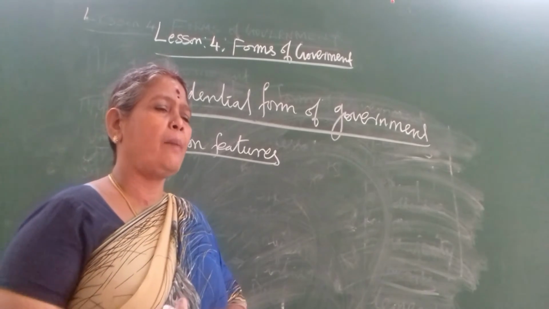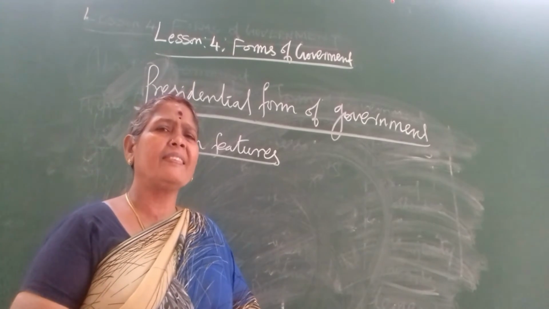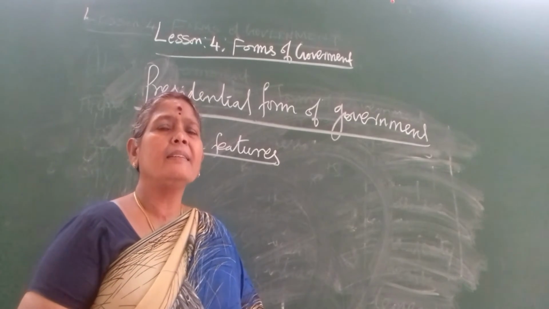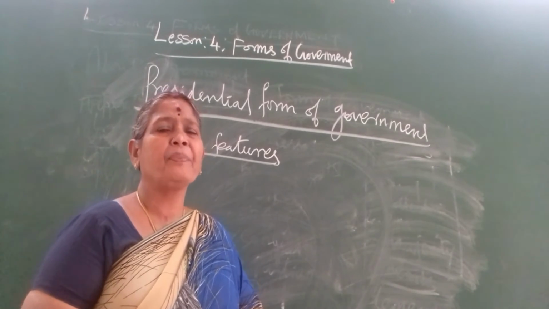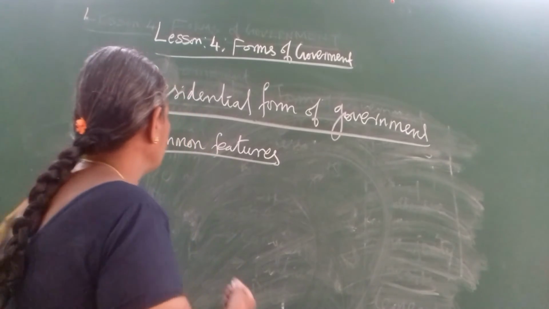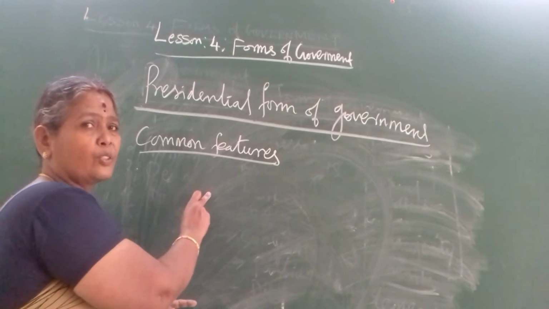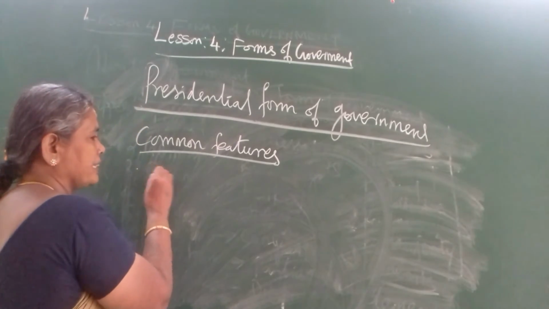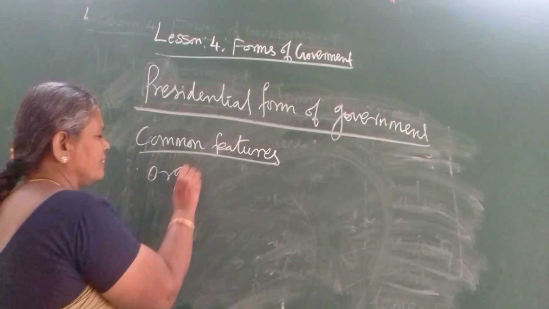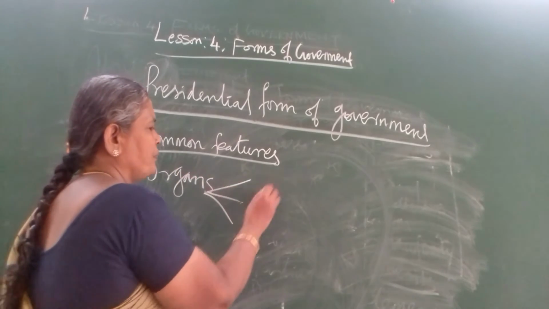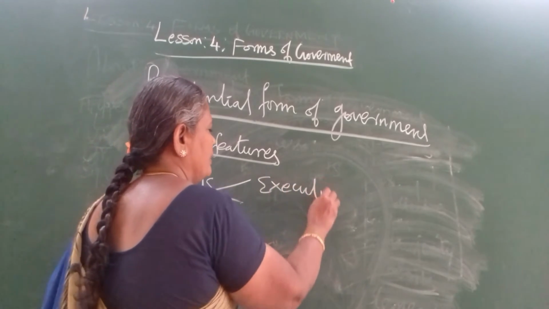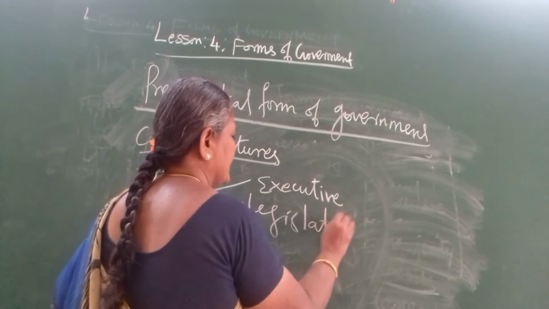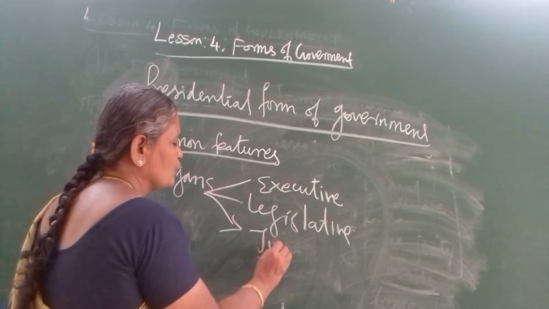Then third, the president governs with the help of a cabinet, a small cabinet called a kitchen cabinet. Next, the powers are separated among the executive, judiciary, and legislature. So it has three organs divided: executive, legislative, and the third one judiciary.